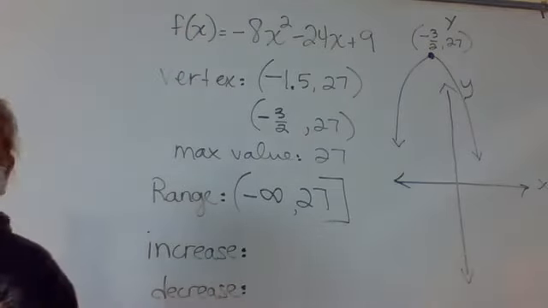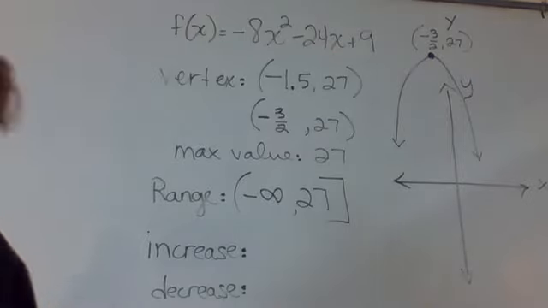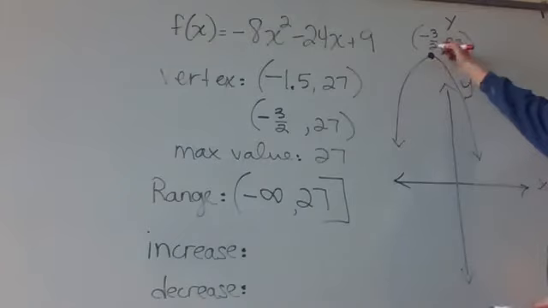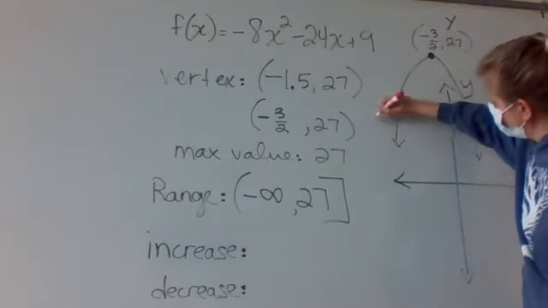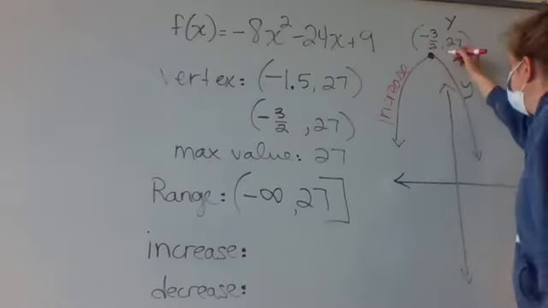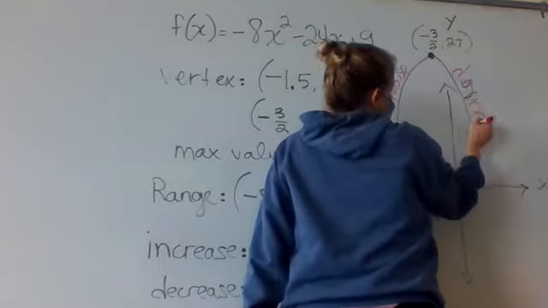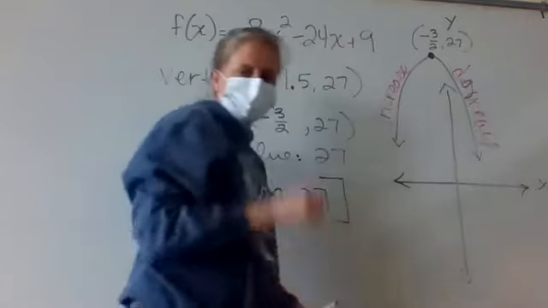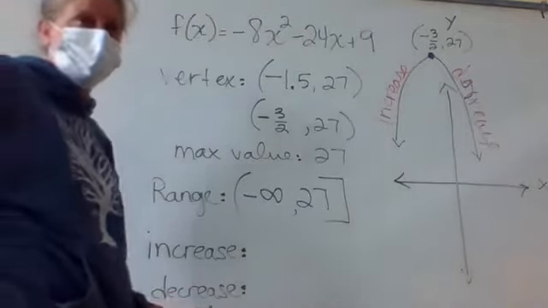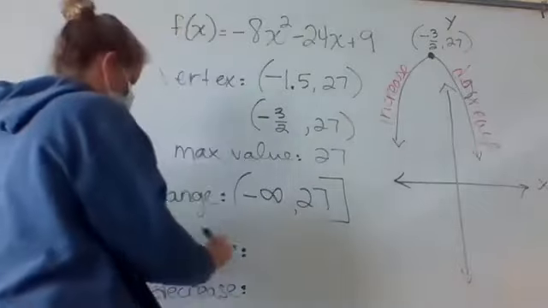And then the last two parts of this question are the increasing and decreasing parts. So let's see. This is the side that's going up, so that's going to be your increased side. Once it hits the vertex, it starts going down over here. So there's your decreased side. Now remember, when we're talking about increasing and decreasing, we always use the x coordinate.